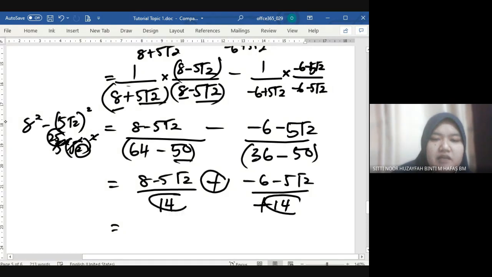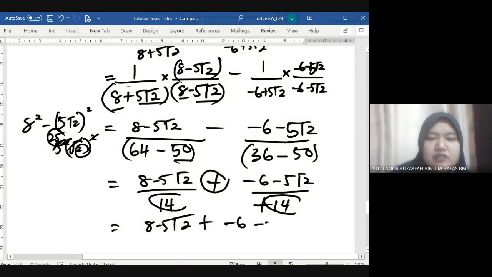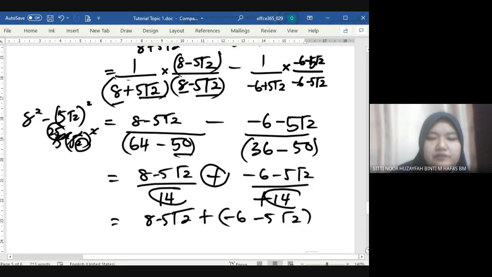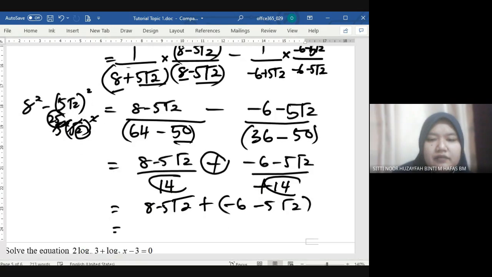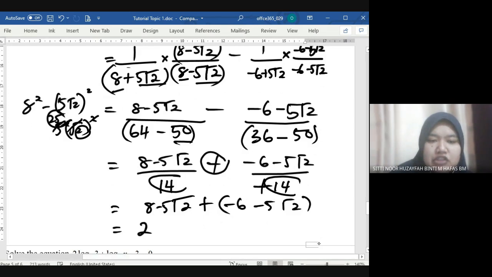So it will be 8 minus 5√2 plus negative 6 minus 5√2. So the final answer here, 8 minus 6 will be 2, minus 5√2 minus 5√2 is minus 10√2.